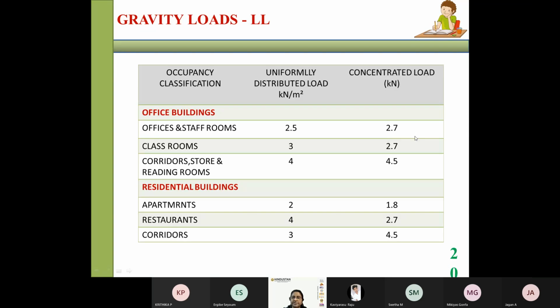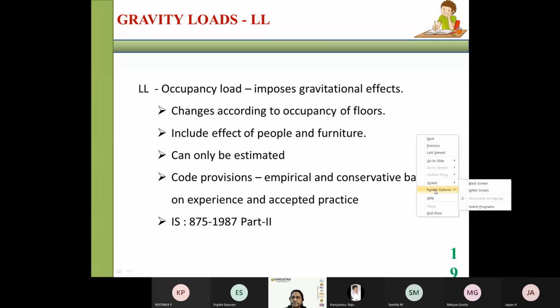Now next, we discuss the live load. What is the live load? Live load is nothing but the occupancy load. It imposes gravitational effects, meaning it is a gravity load acting downward. So dead load and live load we always consider as gravity loads because they act downward. It changes according to the occupancy of the floors. Suppose it is a high-rise structure, each floor can have a different live load.